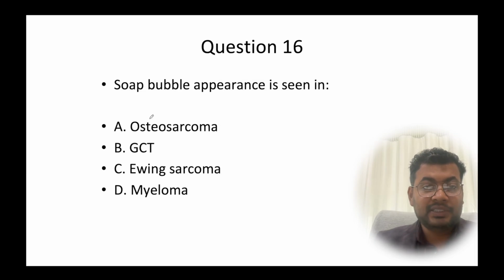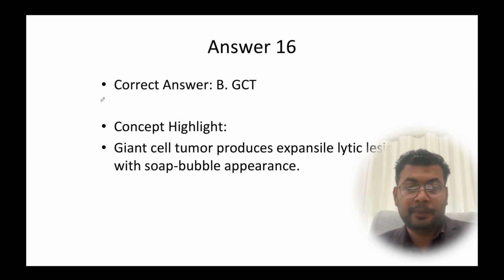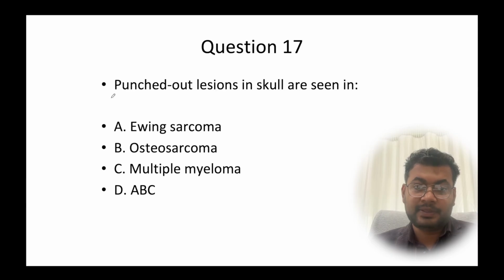Soap bubble appearance is seen in A. Osteosarcoma, B. GCT, C. Ewing sarcoma, D. Myeloma. So soap bubble appearance, we already know, the answer is GCT, giant cell tumor, B. Because it produces an expansile lytic lesion that gives the appearance of a soap bubble.